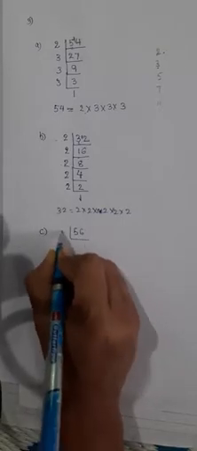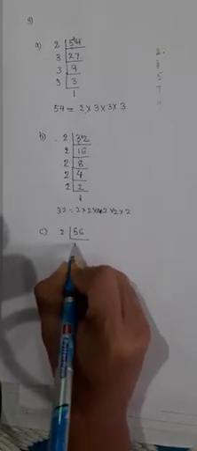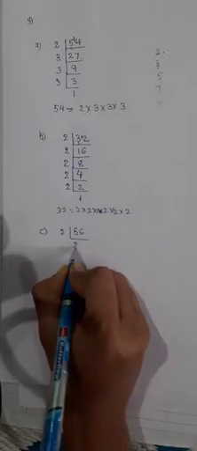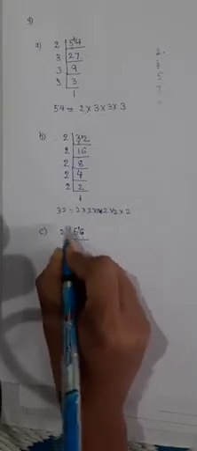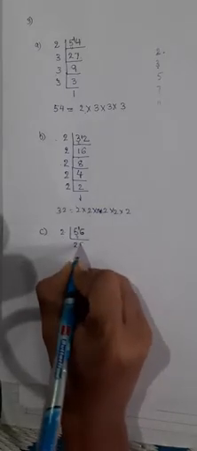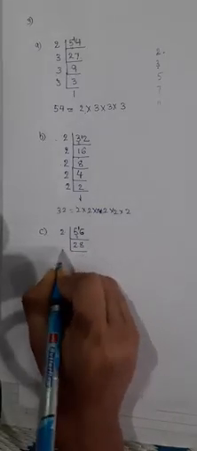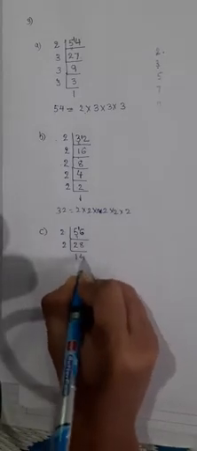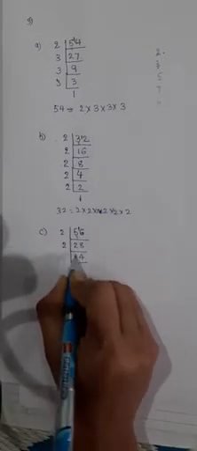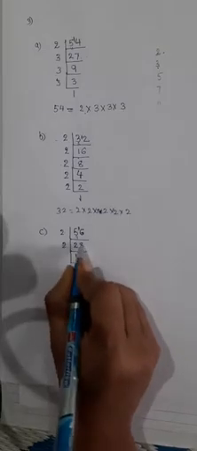56. 2 2s are 4, so 5 minus 4 is 1. I'll write 1 and 6, it will become 16. 2 8s are 16. Now it is a 2. 2 1s are 2, 2 4s are 8.